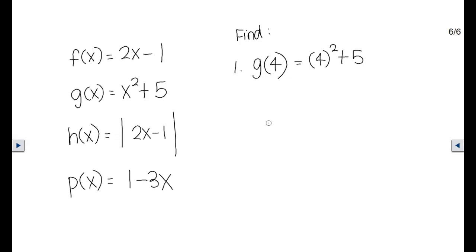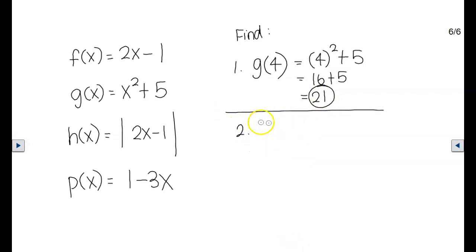So naming the functions different things, using those different letters, allows me to work with multiple functions and not be confused about which one I'm supposed to use. The letter tells me the name of the function to use, and the number in the parentheses tells me what to put in for x. So 4 squared would be 16, and then 16 plus 5 would be 21. So 21 would be my y value. That would be my output.